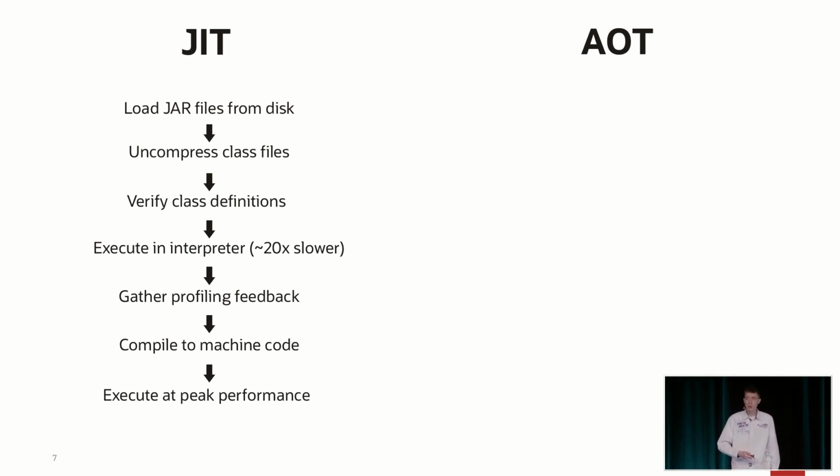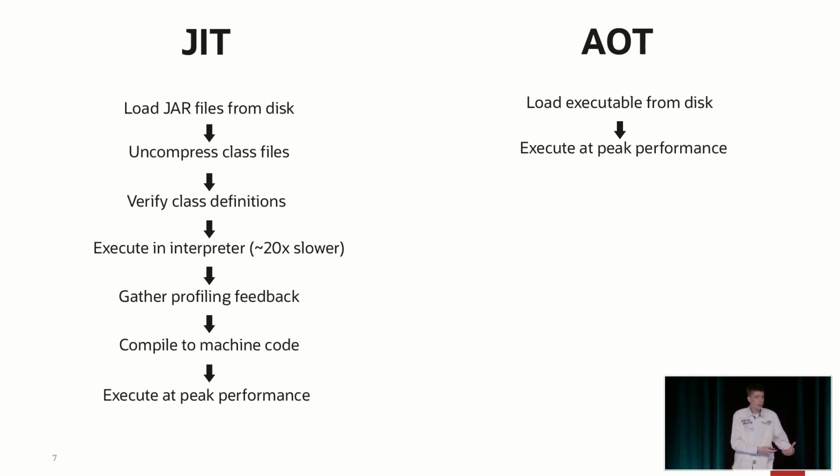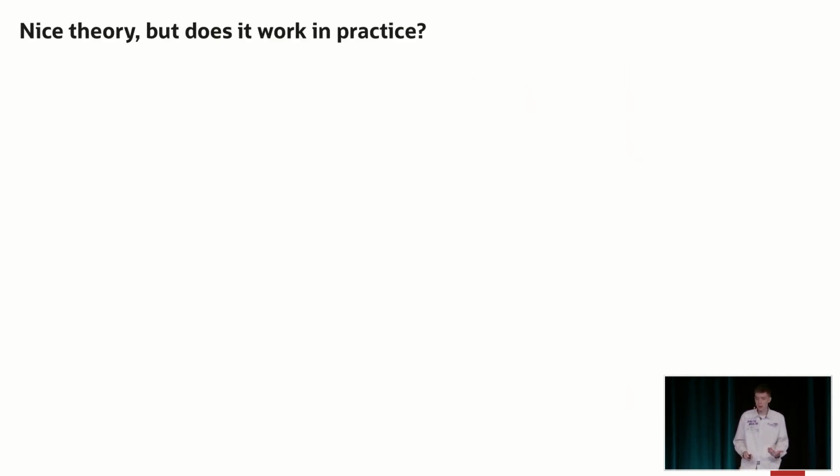And if you compare this with the ahead-of-time compile mode of running your Java application with a native image, there you basically load the executable from disk, and you're done. You execute at peak performance because the application is already fully converted into machine code. So it doesn't take a lot of insight here to understand that, well, on the ahead-of-time compile mode, the startup is a lot better. And a lot means actually an order of magnitude.